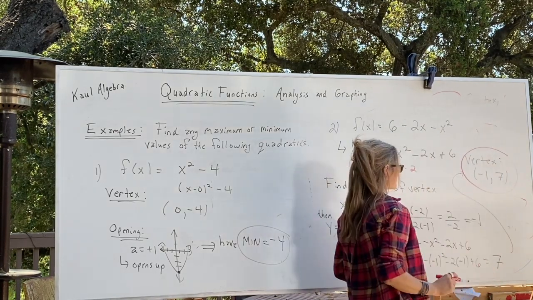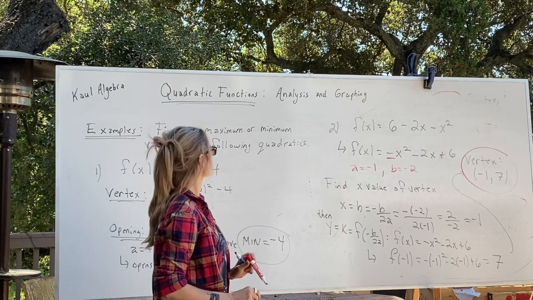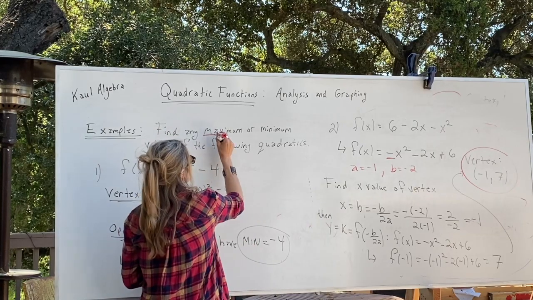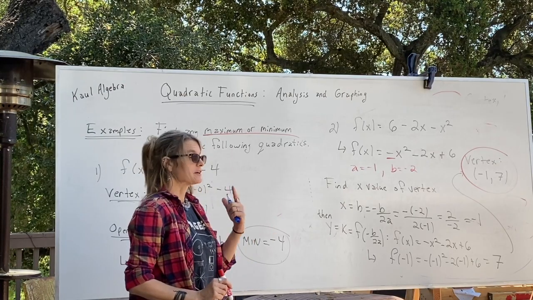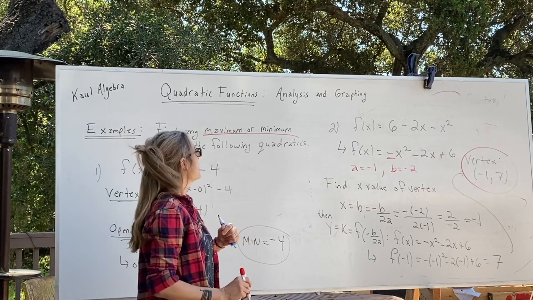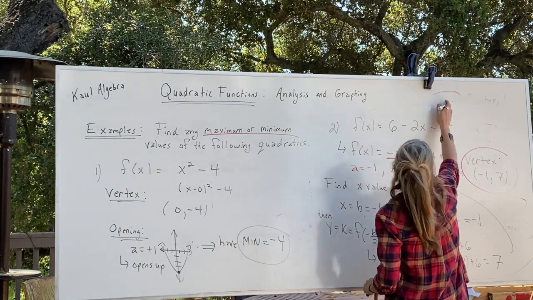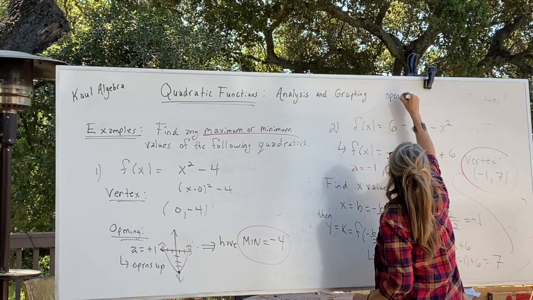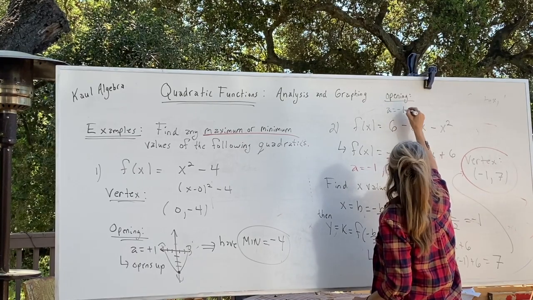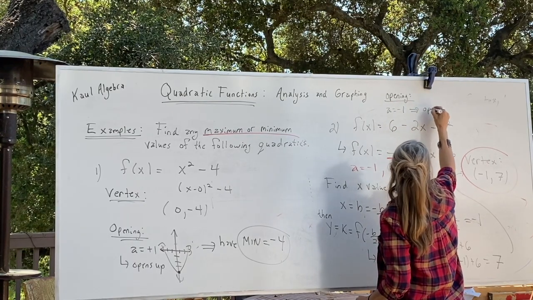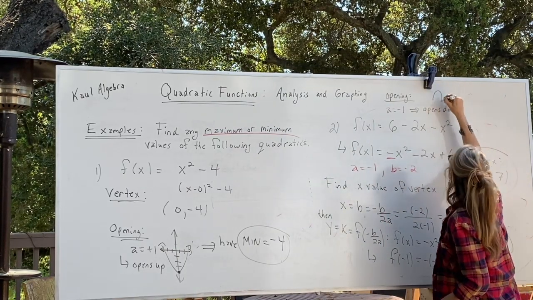I have my vertex. Now I want to use that to find my minimum and maximum. So going back to what my problem's asking is, what's my max or min? Well, I could only have one or the other. And whichever it is, whether it opens up or down, it's going to be the y value of the vertex. So what I want to look at here is my opening. And since a is equal to negative 1, that means it opens down.